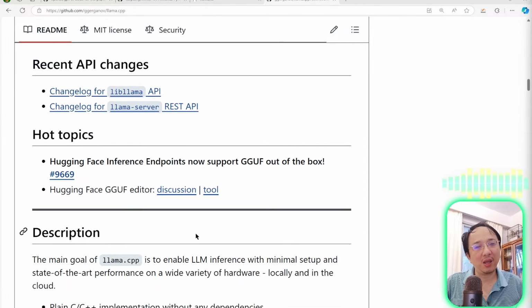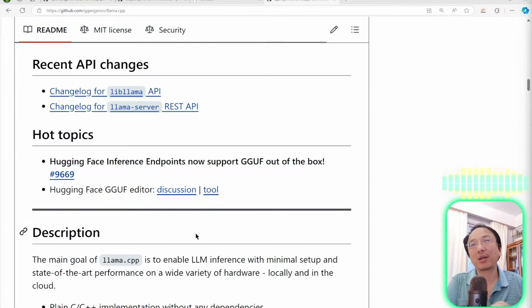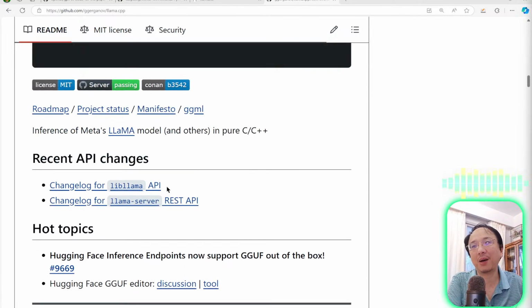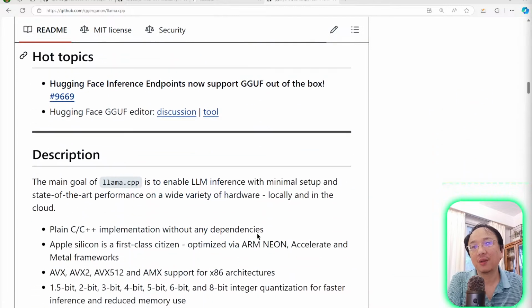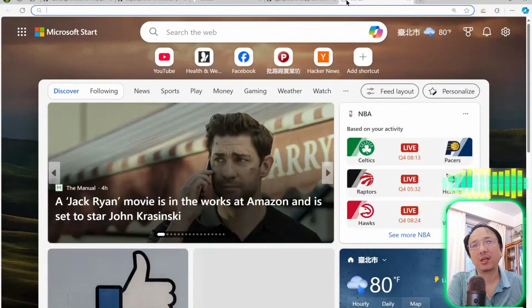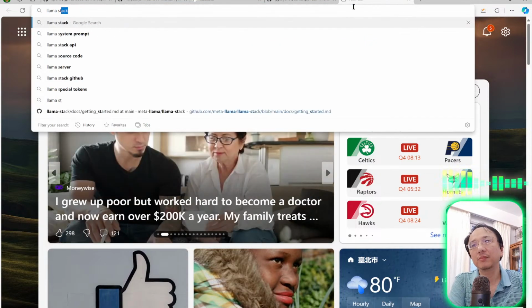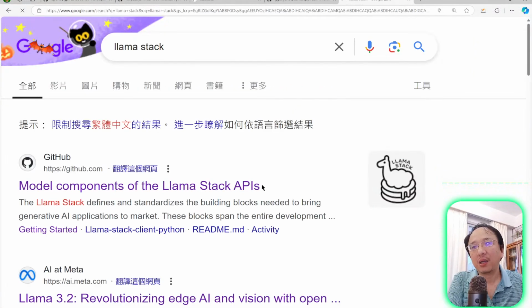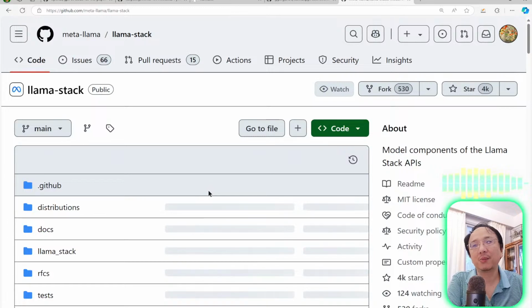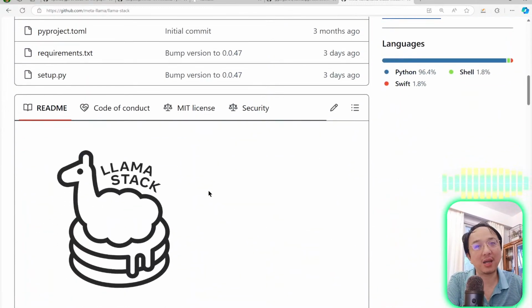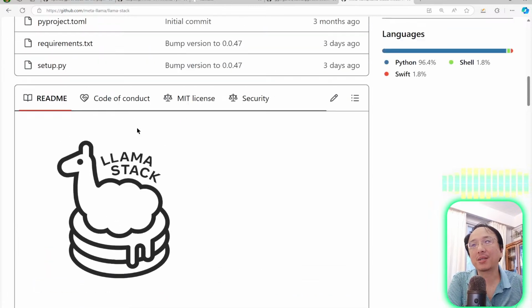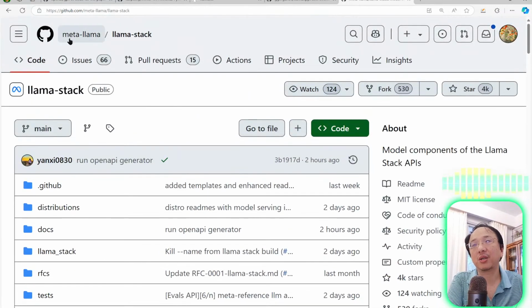So if Ollama's convenience and accessibility is not your thing, maybe you can try llama.cpp directly, because it also has something like libllama and the llama server. And if Llama is all you want, Meta, which is the company behind the Llama model, also provides Llama Stack. You can see that this is Meta.